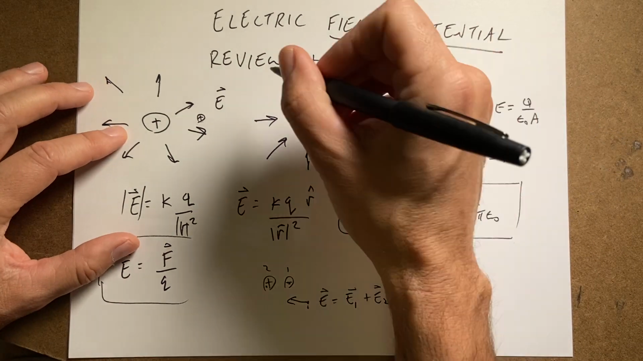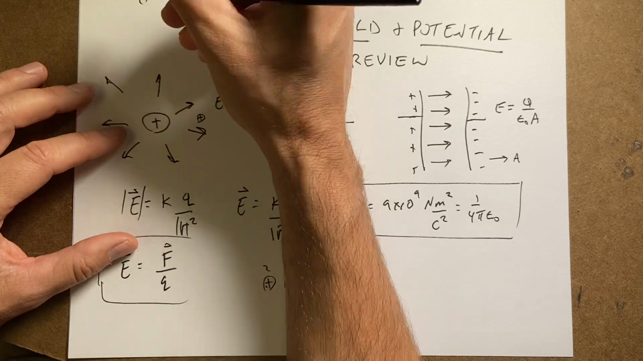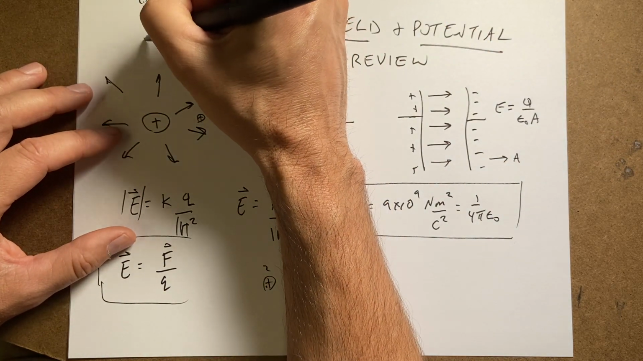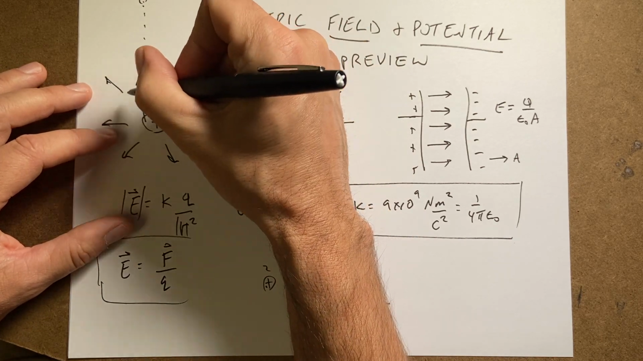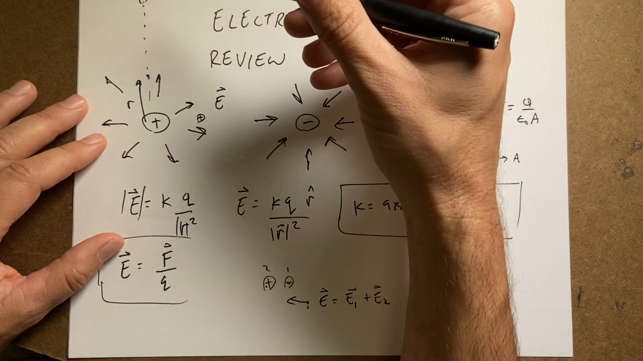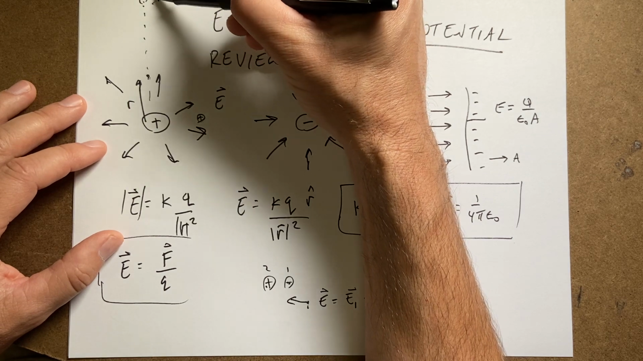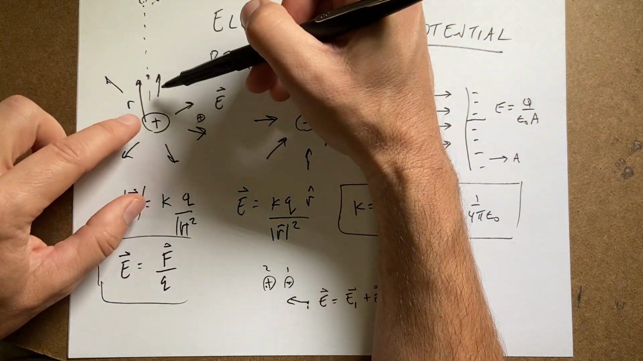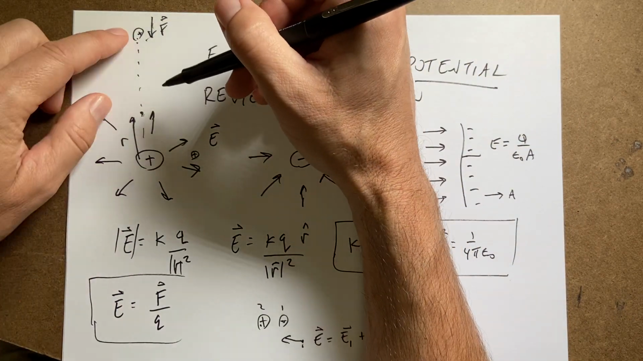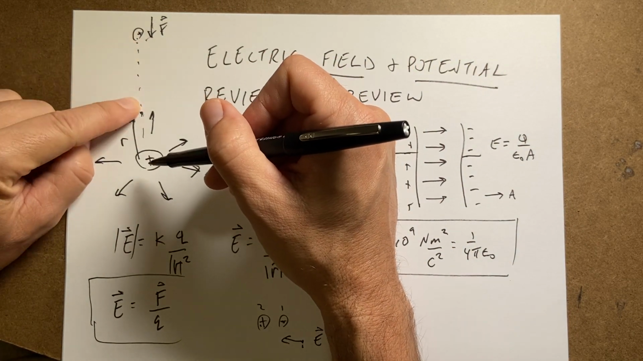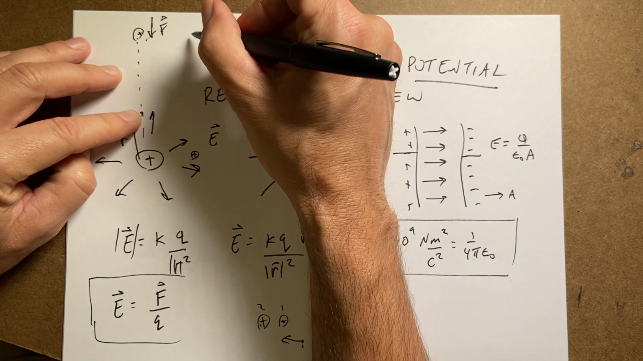Now, what if I do this? What if I take a charge right here and I want to bring it from infinity to some location a distance r away? Well, in that case, I'm going to have to push on it with a force because there's an electric force pushing it apart. I'm going to have to push on it with some force to get it down here. That means I'm going to have to do work.